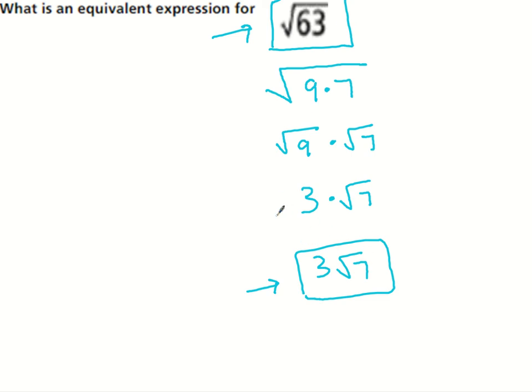Okay, and we do use this skill when we solve equations later on, because then I would be able to divide this by 3 and make it go away. So it's a way of simplifying. So the first thing is we rewrite it as factors, and we want to have a perfect square factor so we can take that perfect square out.